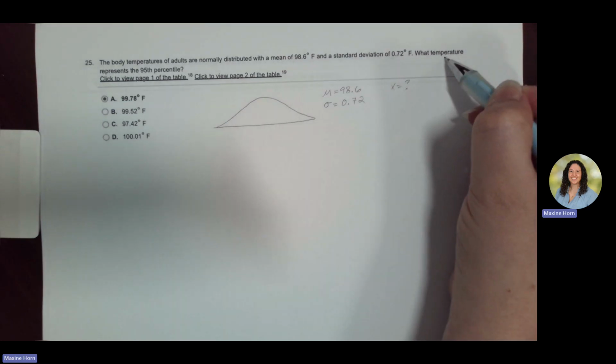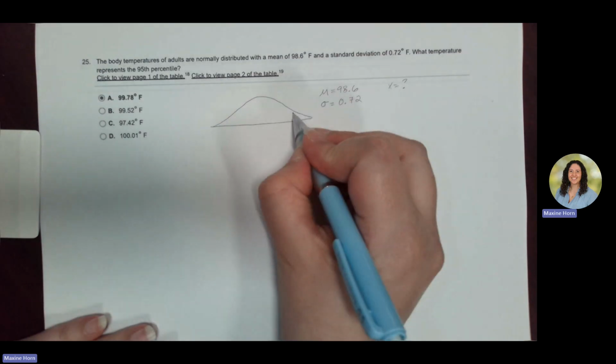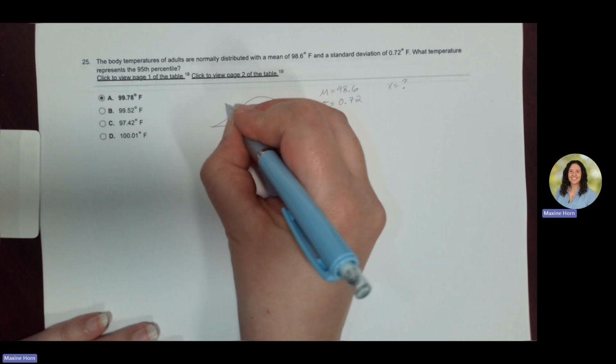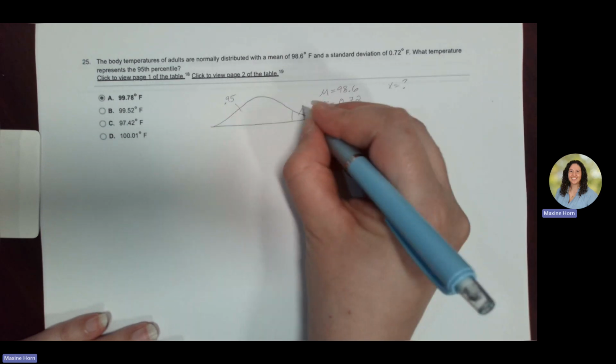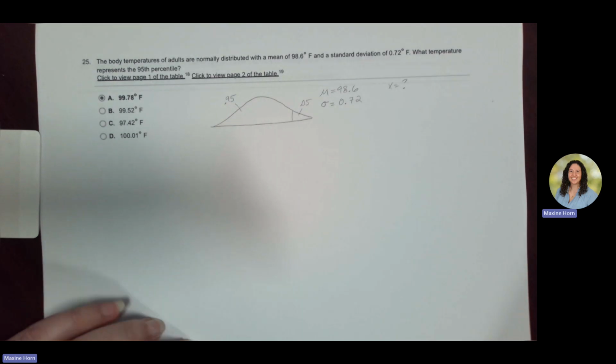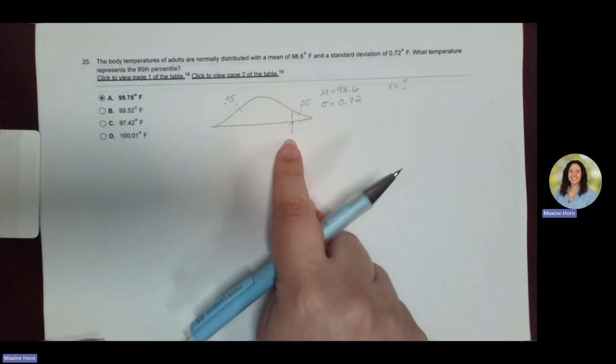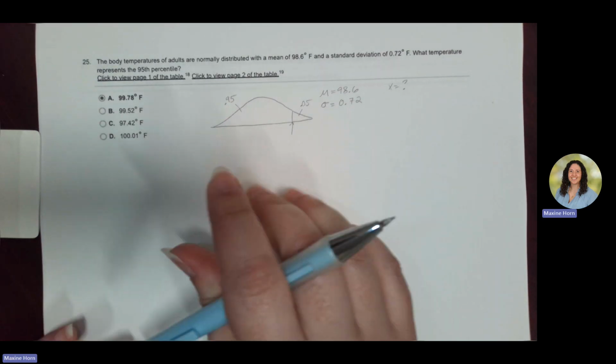What temperature? Let's take a look at what the 95th percentile is on the standard normal curve. The 95th percentile separates the bottom 95% from the top 5%. They want to know the X value, the data point that separates that from that. This is going to be a couple of steps. We're going to do it a few different ways, but we're going to start by doing it by hand.